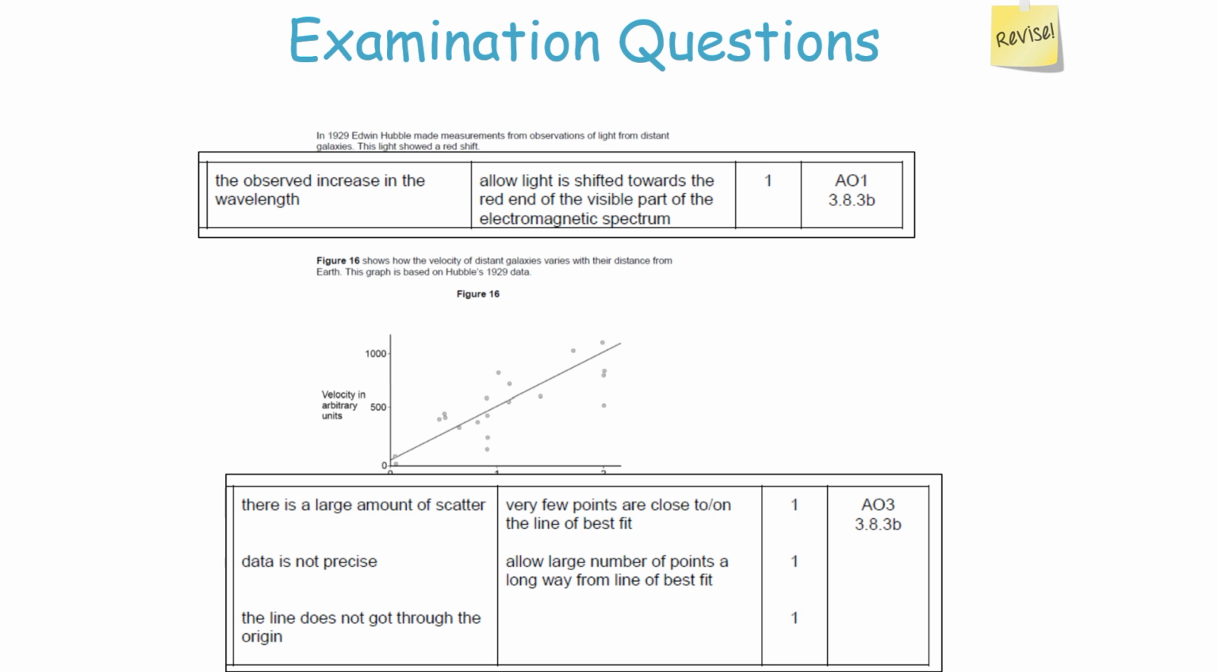Now the phrase we would use for variation in data, the correct name is precision. So the data is not very precise because there's a great variation amongst the data. So the line might not actually go through the origin at all, so it's not going to be a straight line through the origin.